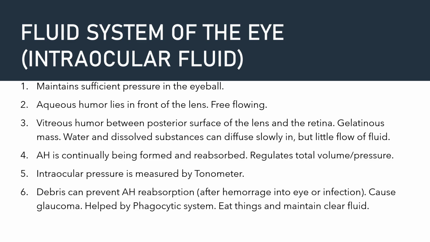AH is continuously being formed and absorbed. So we can measure the pressure using a tonometer. This pressure is very important because if the pressure is too high, it can cause glaucoma. What can cause the increase in pressure is if the drainage is blocked. The drainage can be blocked for a few reasons. One is if there's an infection or bleeding in the eye, the white blood cells will eat the bacteria. But when the cells die, the dead cells will block the drainage. So the fluid can't go out, the pressure goes up, and it can cause glaucoma.